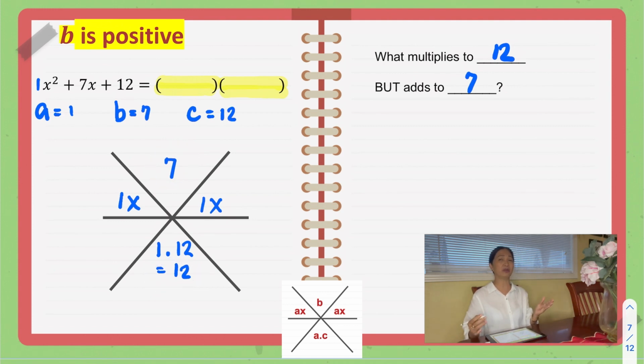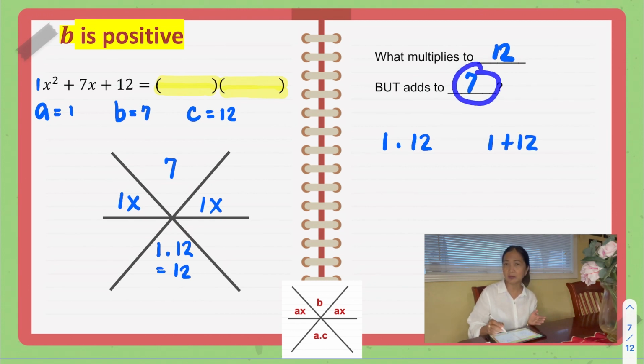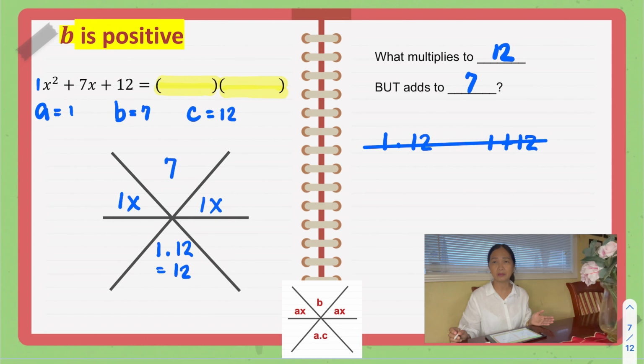So we're going to start by finding the factors of 12, right? There are 3 pairs of factors for 12. 1 times 12 is the first set of factors. 1 times 12 is 12, right? But 1 plus 12 is equal to 13. And we need a sum of 7. That said, this is not the set of factors that we need. That's not the magic numbers that we're looking for.